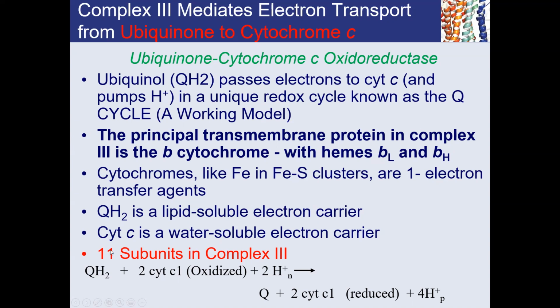So let's look at the reaction itself. You take the reduced form of Q. The reduced form of Q will have 2 electrons. So therefore, you will need 2 molecules of cytochrome C in the oxidized form to accept 2 electrons from QH2, right? And in that process, you have generated 2 reduced forms of cytochrome C. You have pumped 4 protons in the P side, and you have consumed 2 protons from the N side in that reaction. That's the net reaction of complex 3.